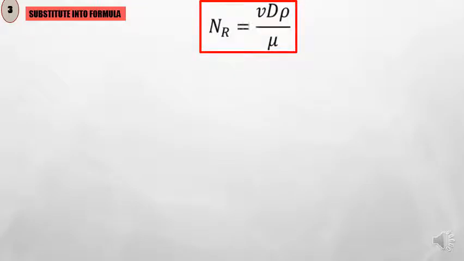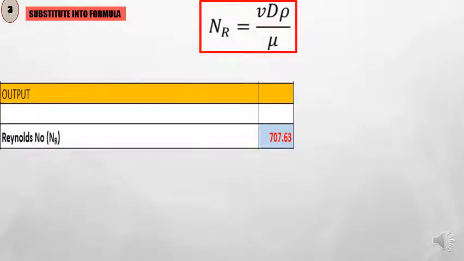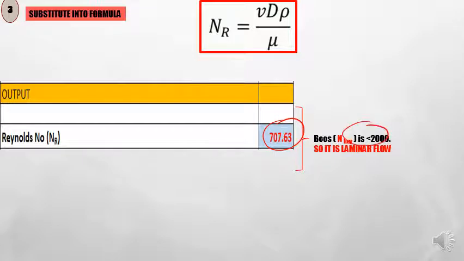After substituting into the formula, we will get the Reynolds number, which is 707.63. If you check again with the categories for turbulent and laminar flow, this number is less than 2000. So it is laminar flow. So that's it, we already solved the question.